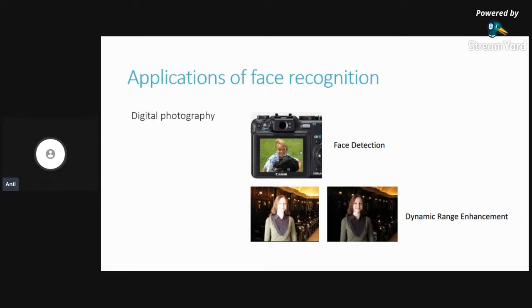Another important example is dynamic range enhancement. So for example, let's say the background is too bright or too dark, how to adapt that dynamic range and perform dynamic range enhancement. If we can locate the faces in the image, then we can do this automatically, so that we can focus more on the face as compared to the background.